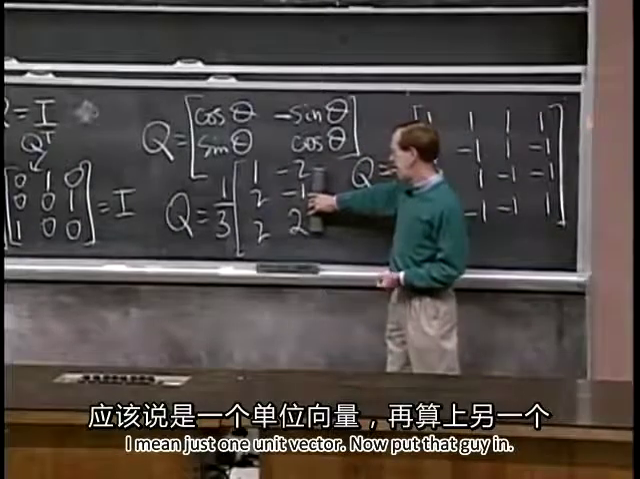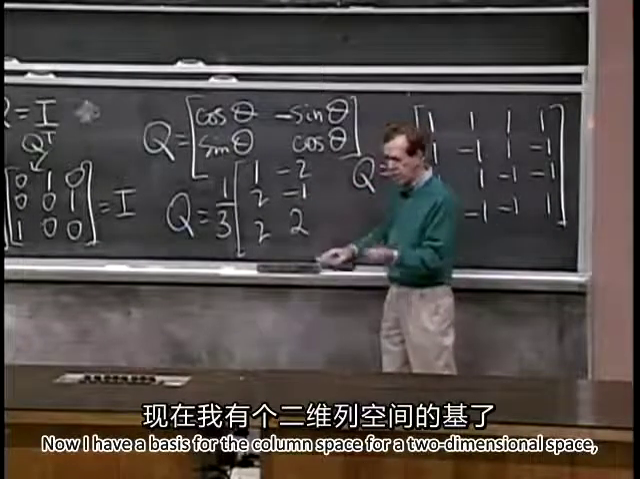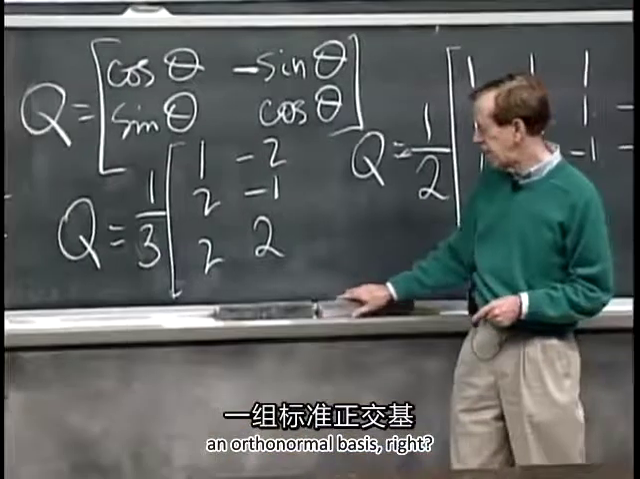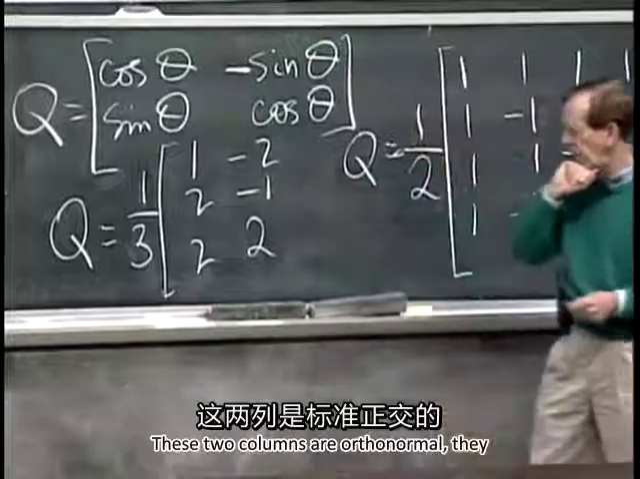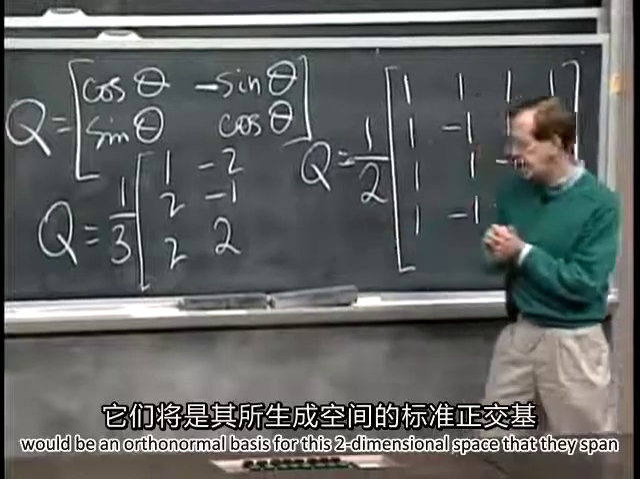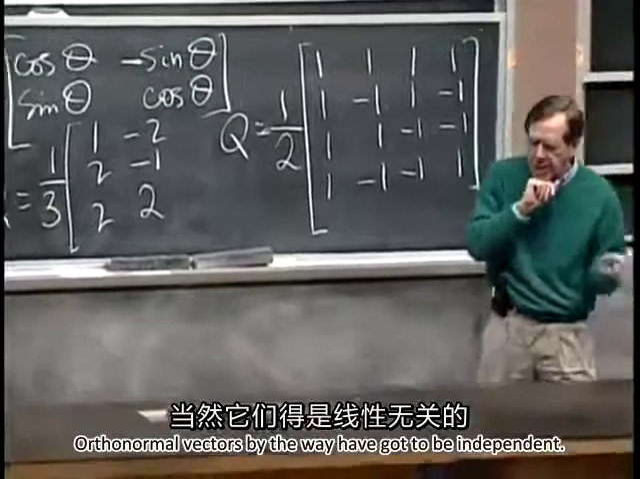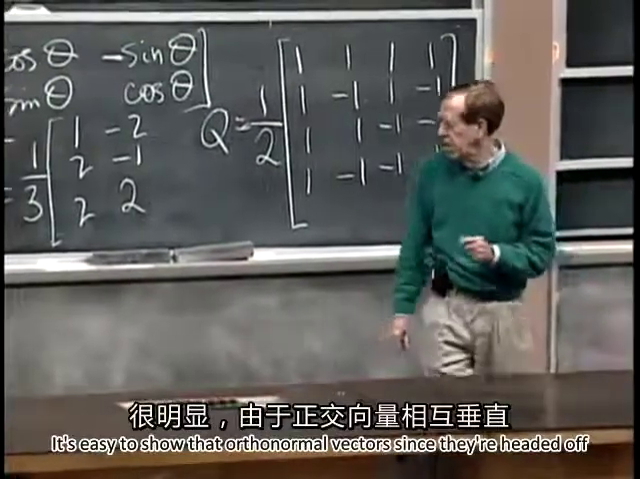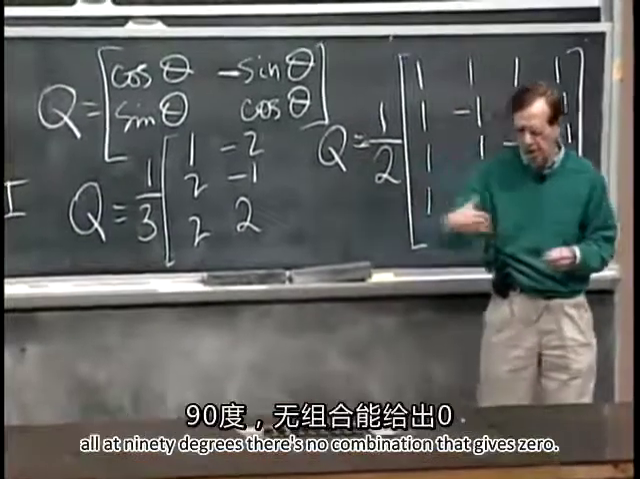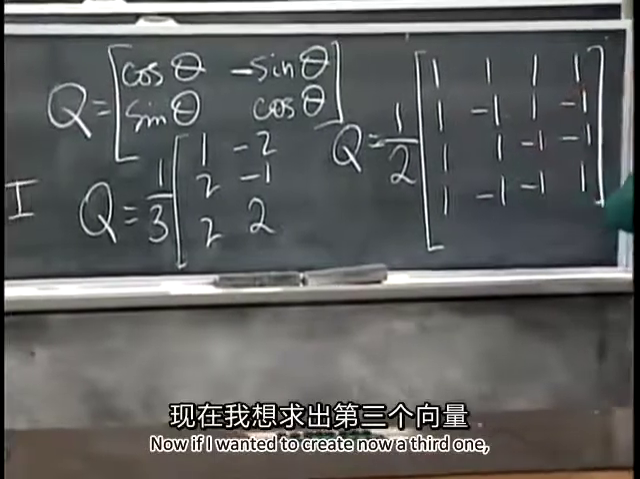Now, put that guy in. Now I have a basis for the column space, for a two-dimensional space, an orthonormal basis, right? These two columns are orthonormal. They would be an orthonormal basis for this two-dimensional space that they span. Orthonormal vectors, by the way, have got to be independent. It's easy to show that orthonormal vectors, since they're headed off at 90 degrees, there's no combination that gives 0.